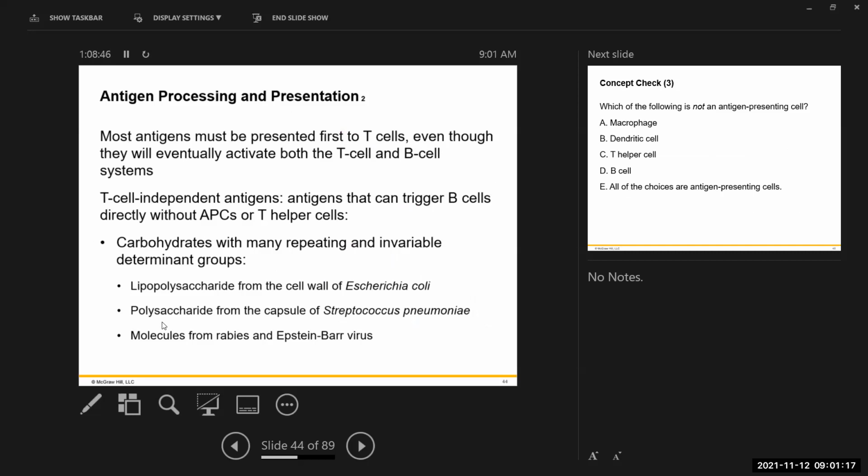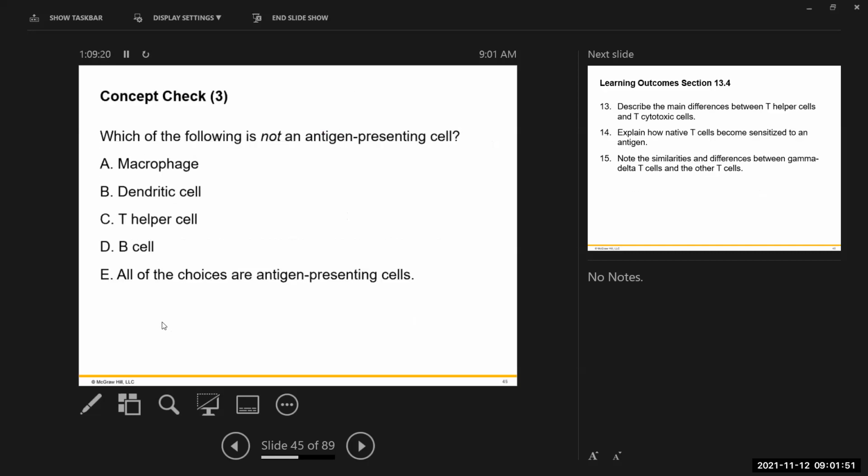The cutting up of the antigen into smaller and smaller bits that are bound to the class 2 MHC, that's called antigen processing. And then the binding of it and the trafficking of it to the surface, that's called antigen presentation. And these are just some of the examples of things that might be bound to the MHC class 2 protein.